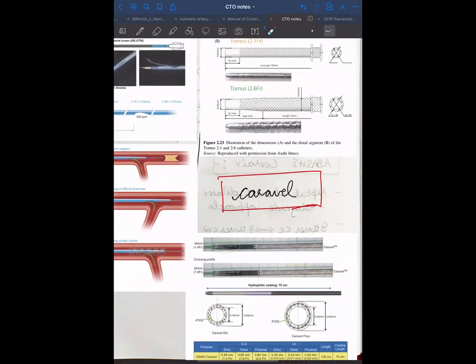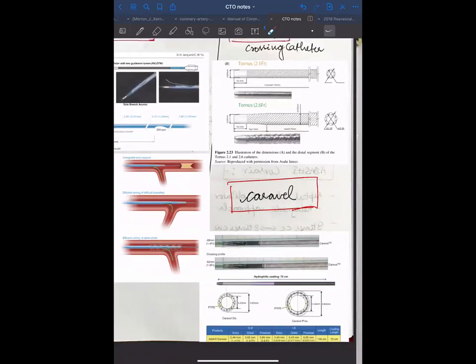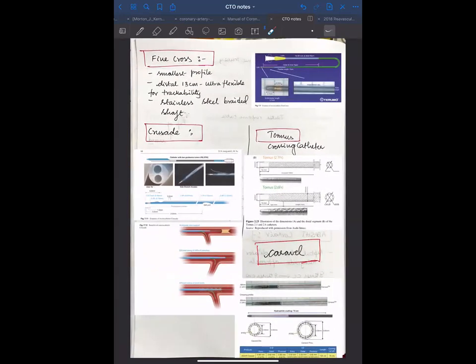The other often used microcatheters are the Caravel catheter, which is similar to Corsair in its profile, again from Asahi company.